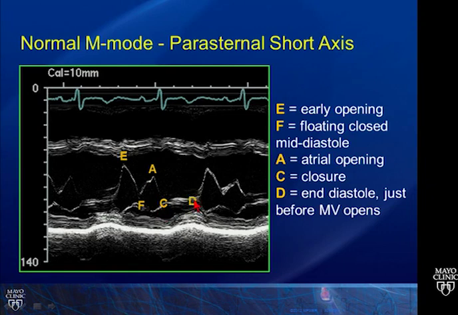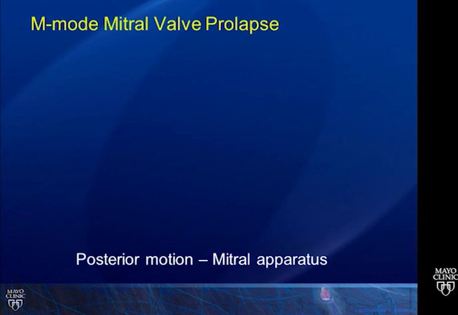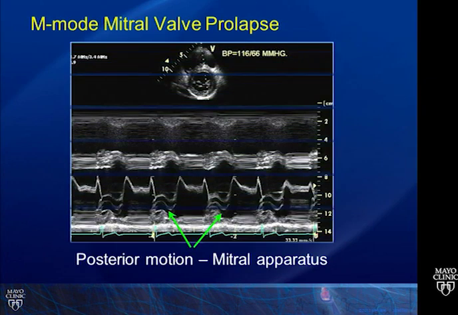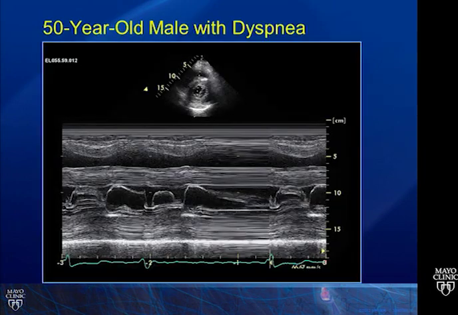Then the D just at the end of diastole, once the mitral valve opens, before the mitral valve opens again. So the mitral valve prolapse will show you, looks like this. It has multiple different echoes that we see, prolapsing posterior motion of the mitral valve back towards the posterior part of the M-mode trace. So that was the classic mitral valve prolapse M-mode.